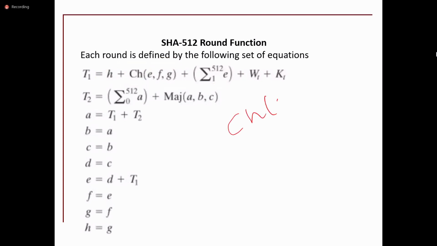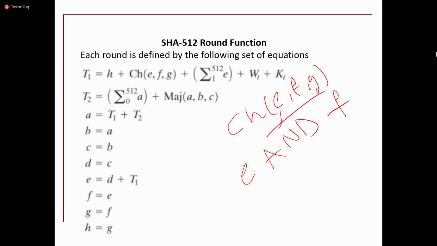CH of EFG is there. What it is going to do is, E is one buffer, F, G are also buffers. What it is doing is, simply it is going to take AND operation. E and F will be applied. First it is going to apply the logical AND between E and F.